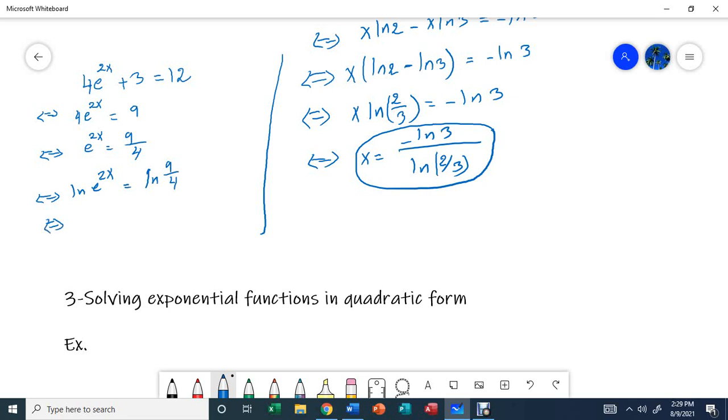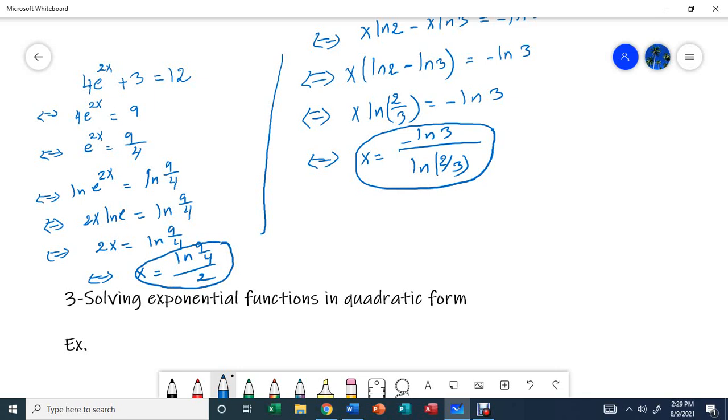Then using the power rule here, so 2x ln of e equals ln of 9/4, and ln of e is just 1. This is supposed to be 2x, not 2 to the x, just the exponent. So I end up with 2x equal ln of 9/4. And finally I can divide both sides by 2, so x equals ln of 9/4 divided by 2, and that's my answer to that equation.